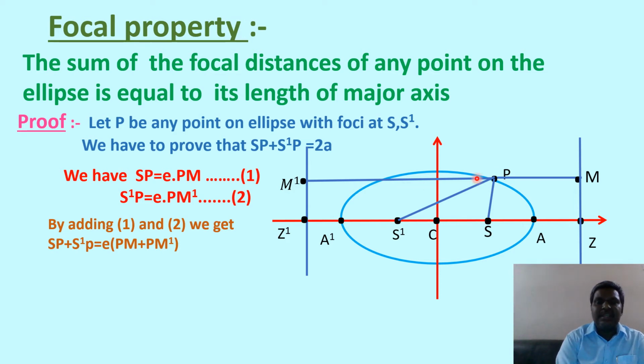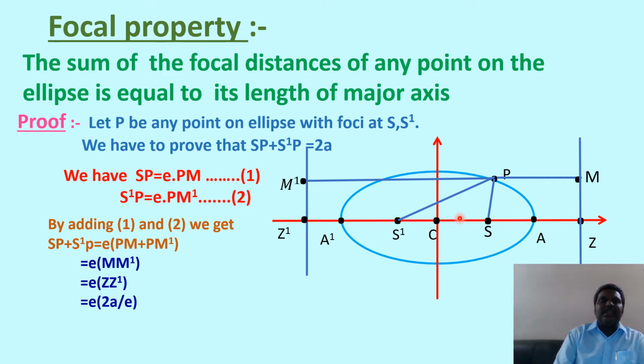See here, this is PM and this is PM dash. What is PM plus PM dash? That is nothing but MM dash. PM plus PM dash is MM dash. That is e into MM dash. Now from the figure, what is MM dash? MM dash is nothing but ZZ dash. The distance between two parallel lines is always the same. The two directrices are parallel, therefore the parallel distance is always the same. That is why MM dash is equal to ZZ dash. This is nothing but e into ZZ dash, so that is equal to e into 2a by e.